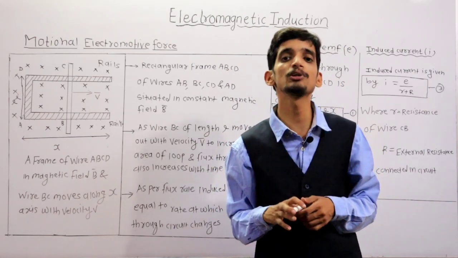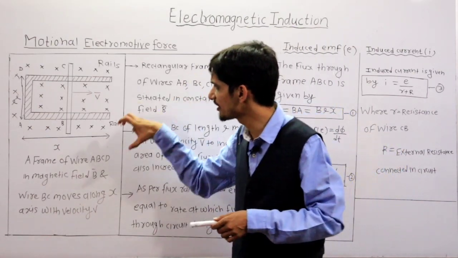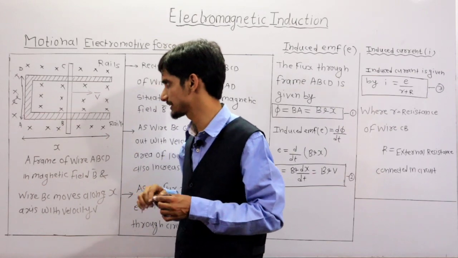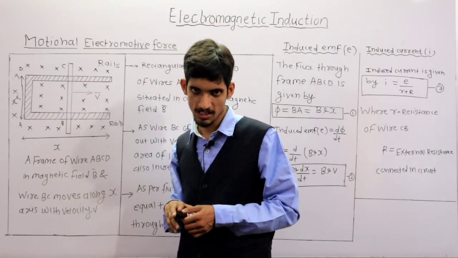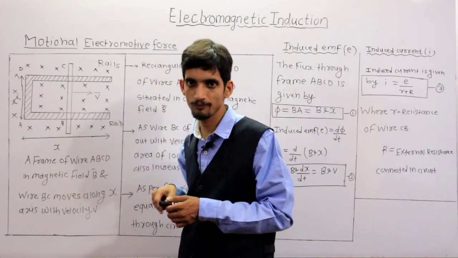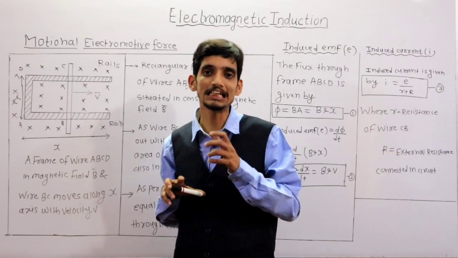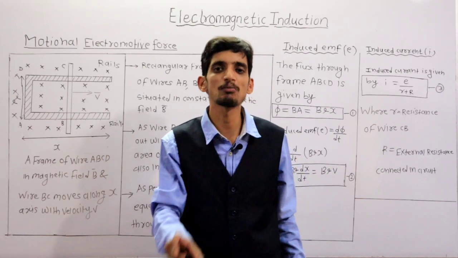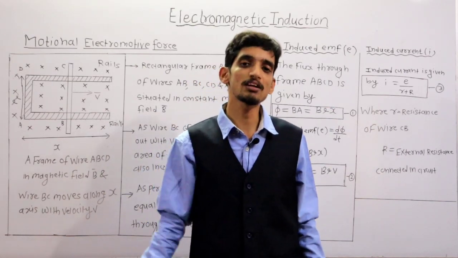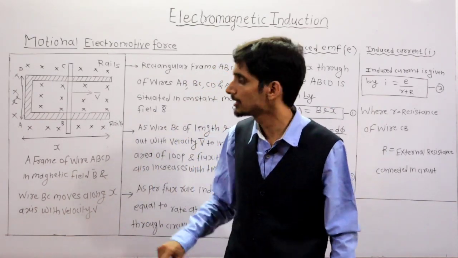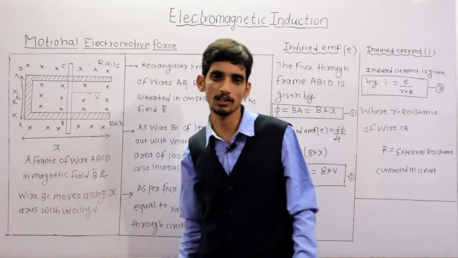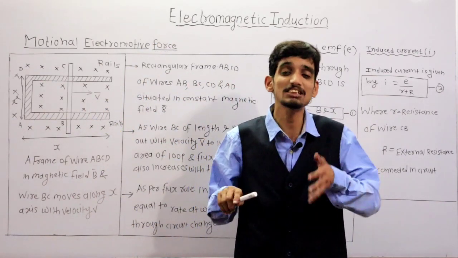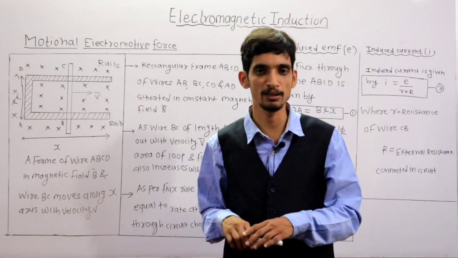So motional EMF means what? When a rod is placed in a magnetic field and if that rod is moved with some velocity, in that case across the terminals of the rod we get some EMF, and that EMF we get is because of the motion of the conductor or motion of the rod. That's why this is called motional EMF.